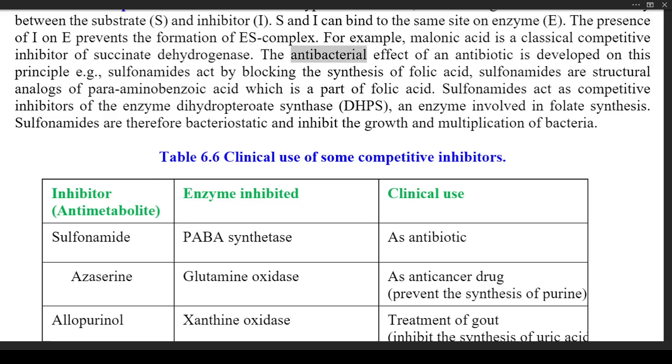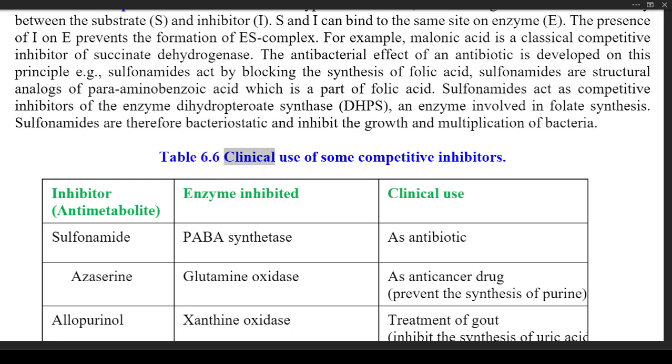The antibacterial effect of an antibiotic is developed on this principle. Example: sulfonamides act by blocking the synthesis of folic acid. Sulfonamides are structural analogues of para-aminobenzoic acid, which is a part of folic acid. Sulfonamides act as competitive inhibitors of the enzyme dihydropteroate synthase, DHPS, an enzyme involved in folate synthesis. Sulfonamides are therefore bacteriostatic and inhibit the growth and multiplication of bacteria.